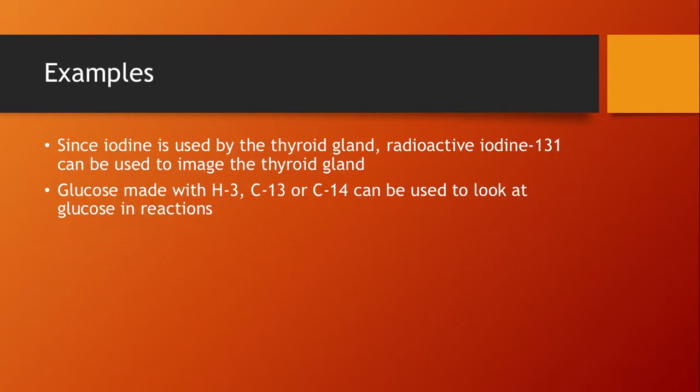So here are some examples. Iodine is a substance that is used by the thyroid gland, so radioactive iodine-131 can be used to image that specific gland. Glucose, made with hydrogen-3, carbon-13, or carbon-14, can be used to look at glucose in chemical reactions in the body.